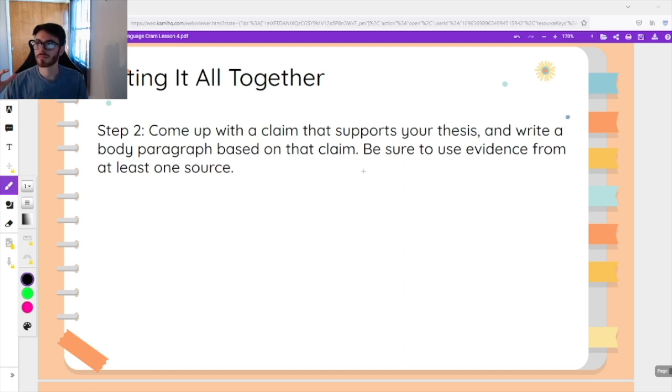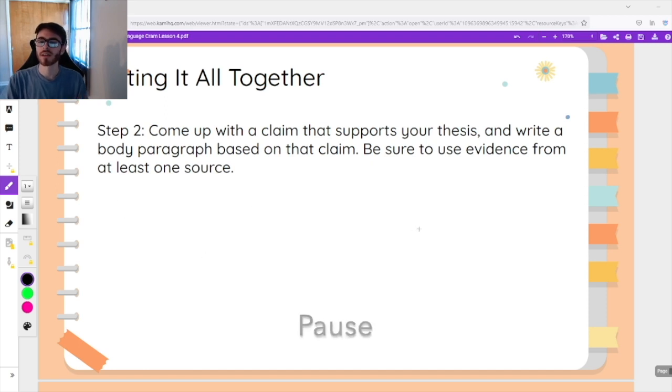But no body paragraph should have 0 sources. Even if you have multiple in some of the others, don't write a body paragraph that doesn't use any of the sources. There's no point in doing that because the entire purpose of the essay is to see how well you can incorporate the sources. So all of your body paragraphs should have at least one source used in that.